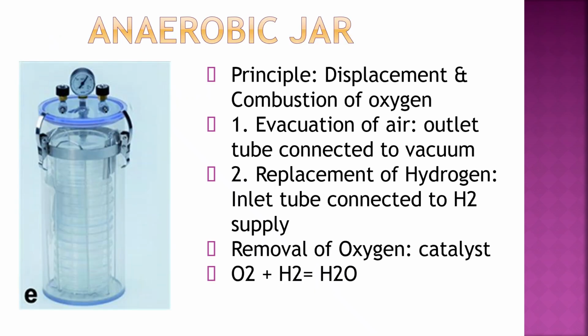Now the next method is the anaerobic jar. The principle of this is displacement and combustion of oxygen. The first step is evacuation of air, done by an outlet tube connected to the vacuum, and then air is removed. The second step is replacement with hydrogen, done by an inlet tube connected to the hydrogen supply cylinder. Then removal of oxygen is done by use of a catalyst, and the reaction is carried out. So O2 plus H2 combine and form H2O, and in this way the oxygen is removed.